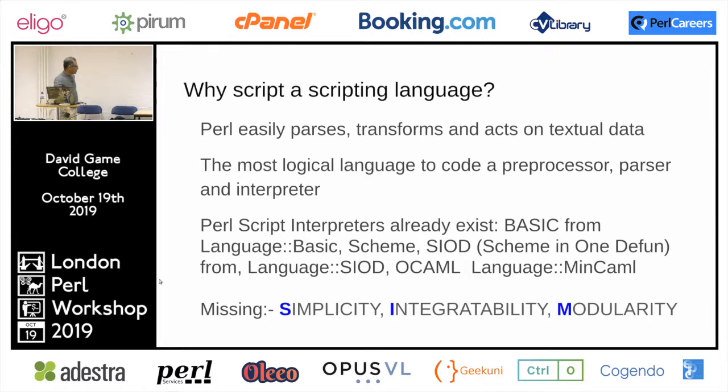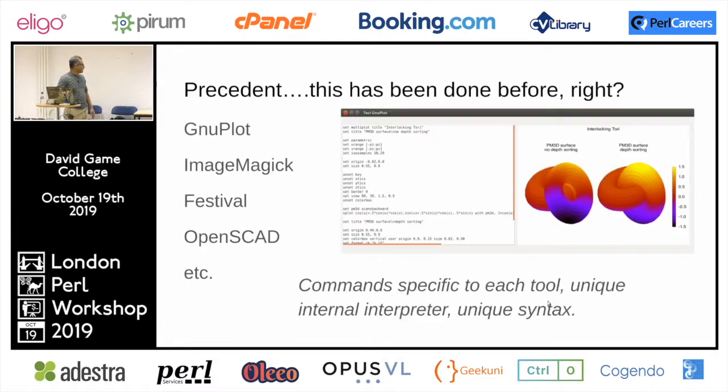So there are Perl script interpreters already. I mean, you can do a bit of basic programming in Scheme and OCaml. For me, they appear complicated. So I want simplicity. I want it to be able to integrate into whatever application that I want to do, and I want modularity. I want to be able to plug in things to it so that I can extend that language that I have.